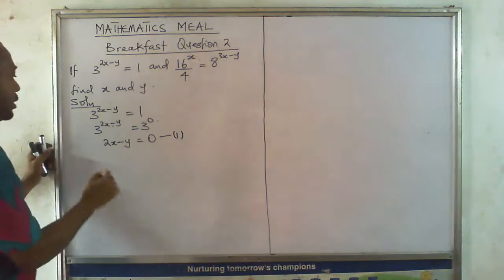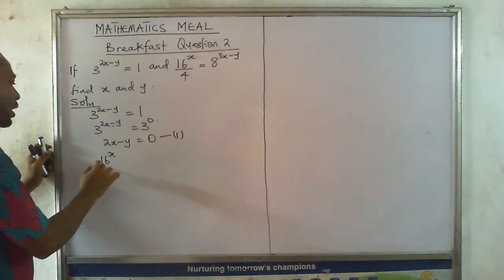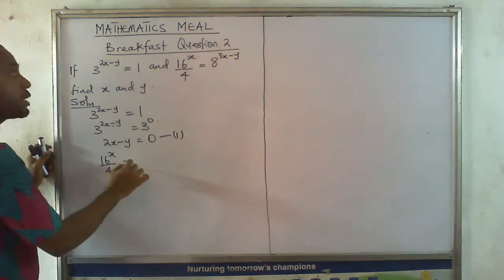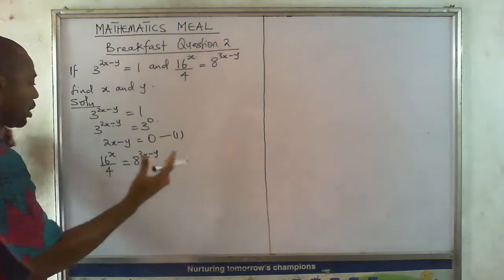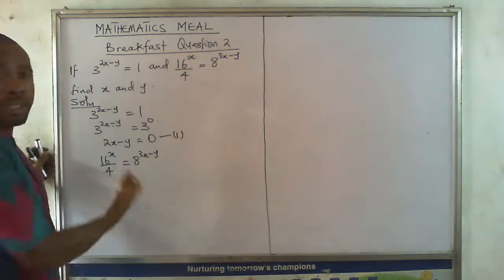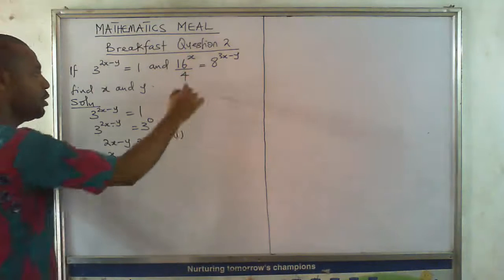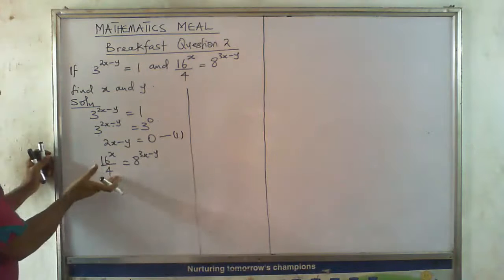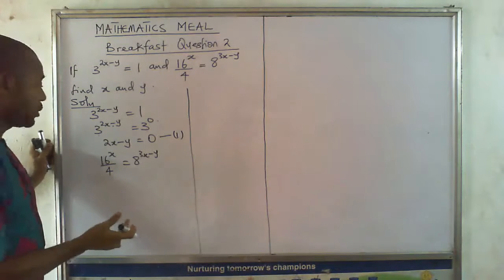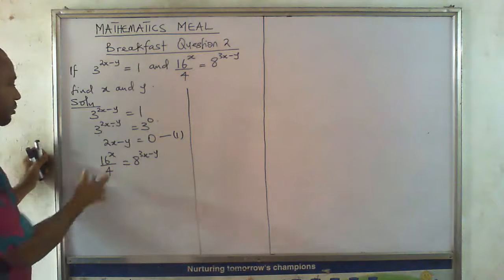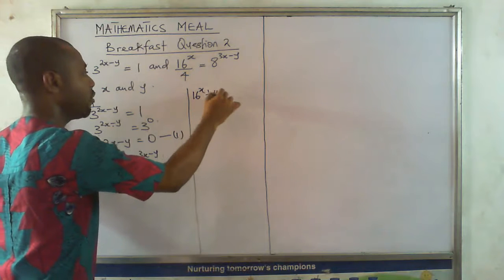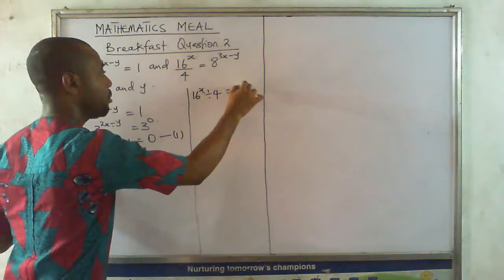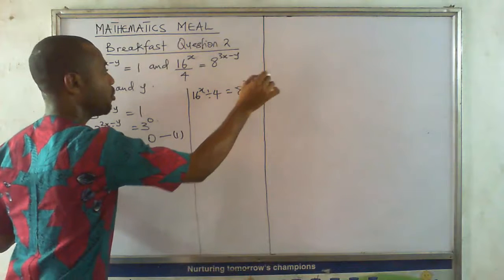Then I have this. 16 raised to the power x all upon 4 is equal to 8 raised to the power 3x minus y. Now someone can say let's clear the fraction. Another person will say no, let's treat this as division and resolve both sides. Okay, let's treat this as division. We are going to have this as 16 raised to the power x divided by 4 is equal to 8 raised to the power 3x minus y.